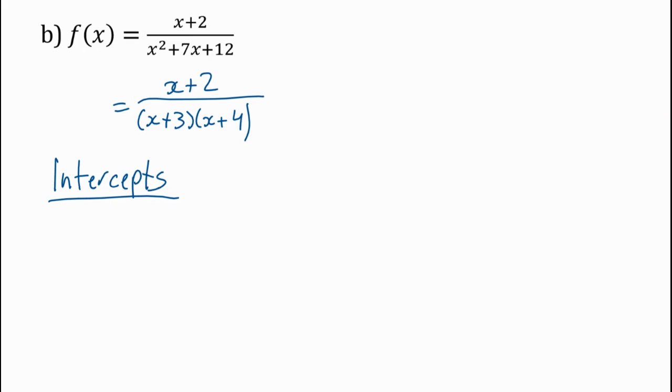The Y-intercept occurs when x is 0. That means that's gone, that's gone, that's gone. I'm left with 2 over 12, which is 1 over 6, which is approximately 0.17.